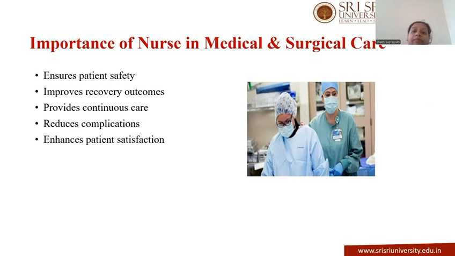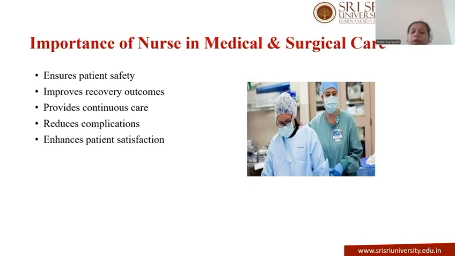Importance is to ensure patient safety, always maintain patient safety. Then improve recovery outcomes and provide continuous care, because the patient is always in the hospital setting. Then reduce complications, always knowing what complications may occur, such as infection or bleeding. Then reduce the complications and enhance patient satisfaction. When providing patient care, firstly check whether the patient is satisfied or not, always check the patient's satisfaction.